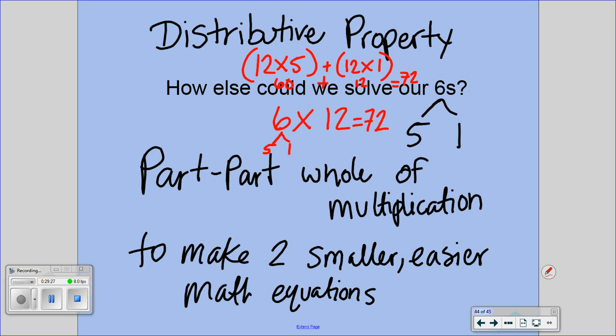Break apart strategy, otherwise known in the math world as the distributive property. I don't care which one you call it. If you prefer to call it break apart, because that's what it pretty much is, go for it. The mathematical name is distributive property. You don't necessarily need to know that, but it's helpful when someone says, hey, you know about the distributive property? And you go, yeah, actually I do.